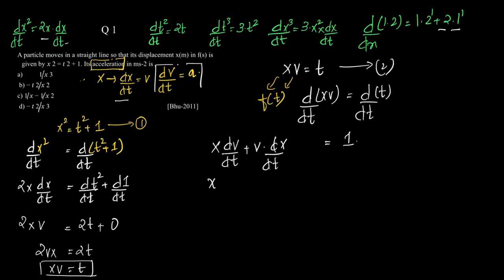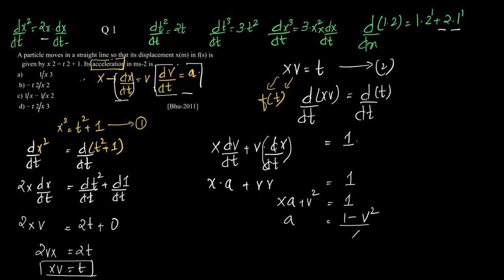Now x into, what is dv by dt? dv by dt is the rate of change of velocity with respect to time, which is acceleration. So this becomes acceleration plus v into, what is dx by dt? dx by dt is the rate of change of displacement, which is velocity, which is equal to 1. In which case we can say that xa plus v square is equal to 1, or a is equal to 1 minus v square upon x, which gives our answer.